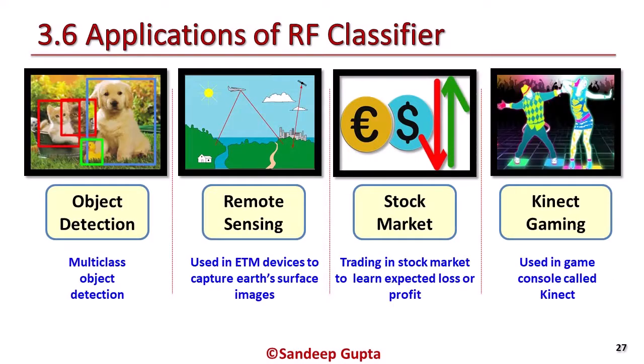Some of the very common applications of random forest classifier are: object detection, they are well suited for multi-class classification. Remote sensing, they can be used in enhanced thematic mapper devices to capture images of the Earth's surface. Stock market, they can be used for predicting the profit and loss for trading in the stock market. Kinect, they can track body movements and recreate them in the game.